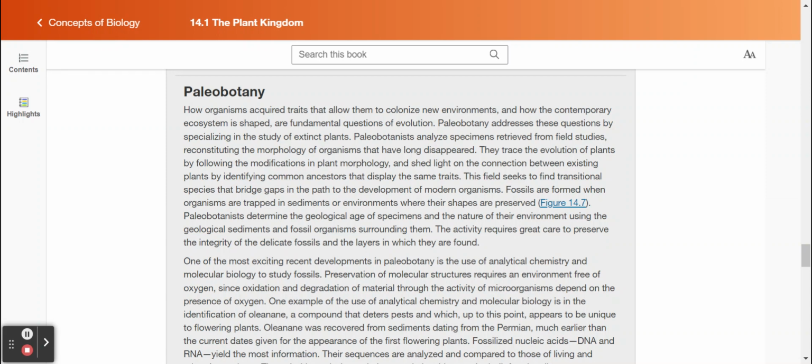Fossils are formed when organisms are trapped in sediments or environments where their shapes are preserved. Paleobotanists determine the geological age of specimens and the nature of their environment using the geological sediments and fossil organisms surrounding them. The activity requires great care to preserve the integrity of the delicate fossils and the layers in which they are found.